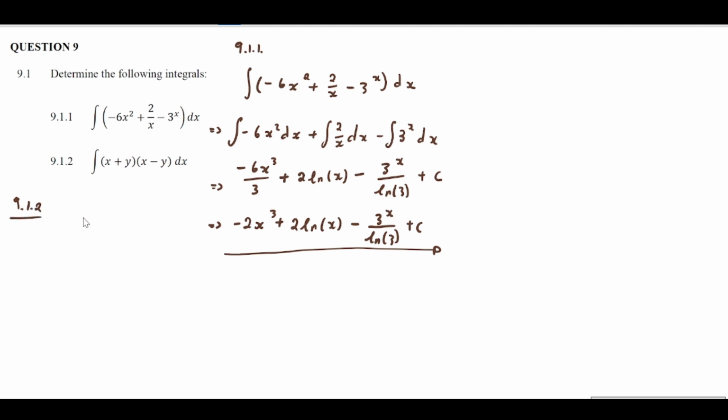9.1.2, we're going to do the same thing. What are we integrating? We're integrating x plus y multiplied by x minus y dx. So first, before you can integrate, remove the bracket. So what we are going to do, we're going to apply the FOIL method. X multiplied by x is going to be x squared minus xy plus xy minus y to the exponent of 2 dx.